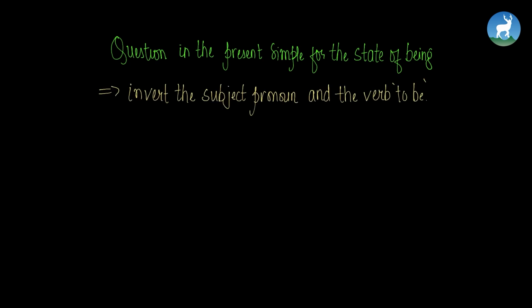How do we do it? Let's take some examples again. For example, here's a sentence: I am late. How do you change it into a question? Or let's say, how do you write down questions for the state of being? Here, as I have just explained, we are now about to invert the subject pronoun and the verb to be. So the question is written as, am I late?